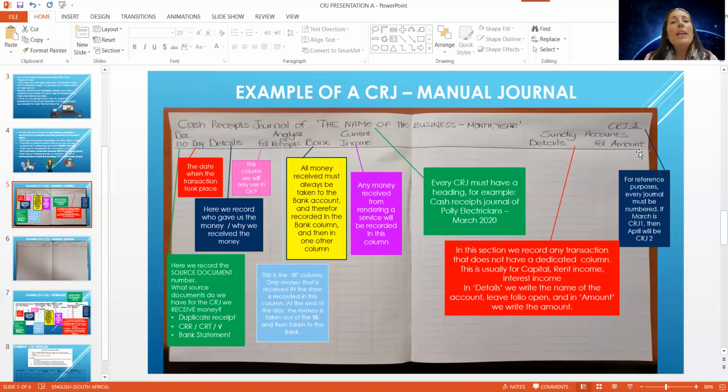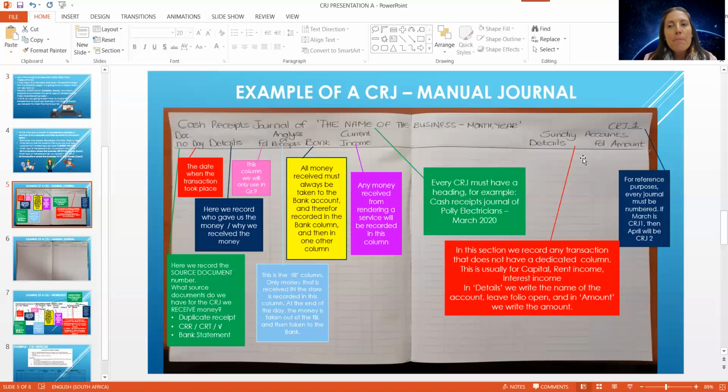Another one could be when we are renting out a part of our building or our premises, and the tenant pays us rent. There's no column for rent income, so we will record it in the sundry accounts. And then sometimes we might receive interest if we have a positive bank balance from the bank that we have our bank account with, and they might add some interest onto our bank balance, and that will also be recorded in the sundry accounts.